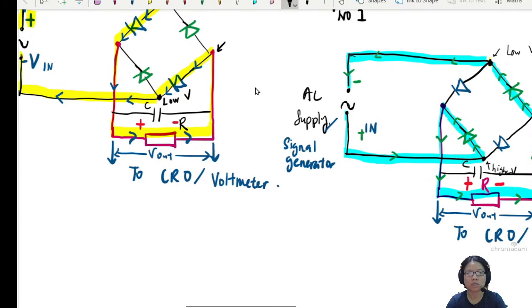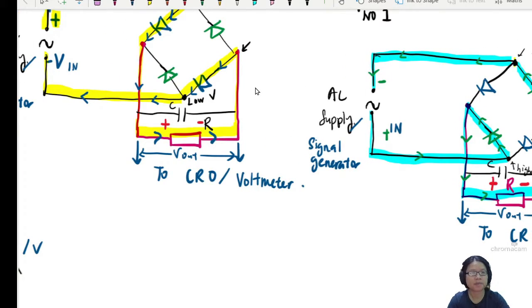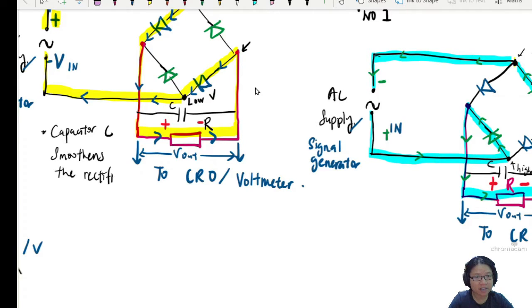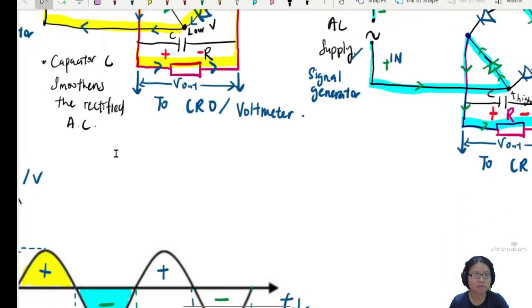Okay, so I'm going to make a note here for people. I will say that the capacitor C smoothens the rectified alternating current. So what is the rectified alternating current? The second graph.